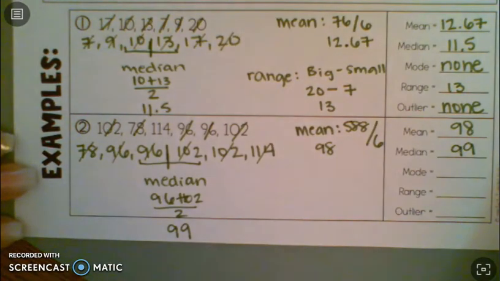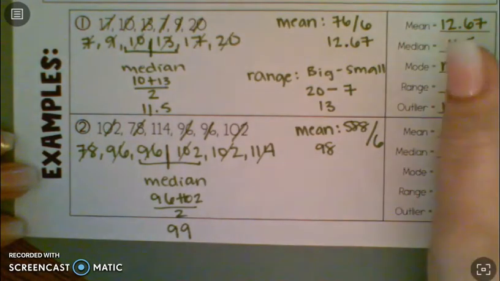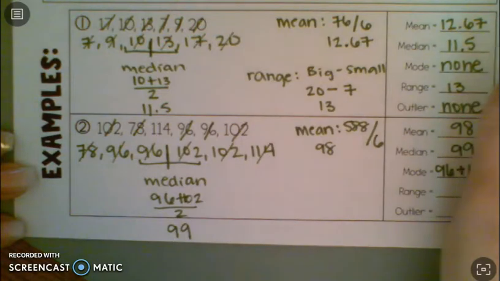Mode, let's see, does one happen more than once? Okay, there's two that happen more than once, so we're going to have two modes. Our mode is 96 and 102.